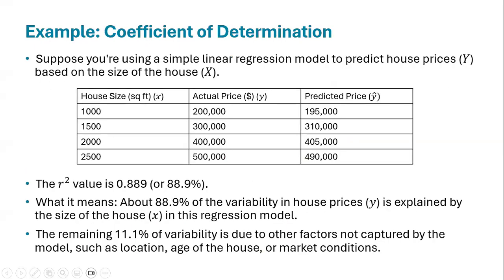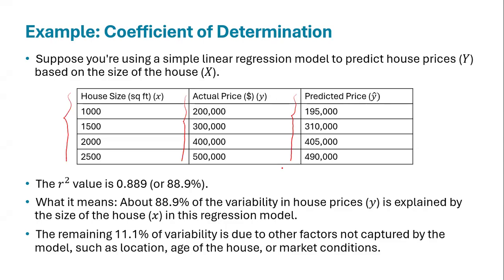For example, suppose you're using a simple linear regression model to predict house prices, which is Y, based on the size of the house, which is X. So in this example, I have two variables, X and Y. X is the size of the house, and Y is the house price. In this table, you will see the X values, the house sizes in square feet, the actual prices of the Y values, and the predicted Y values, which come from the regression line.